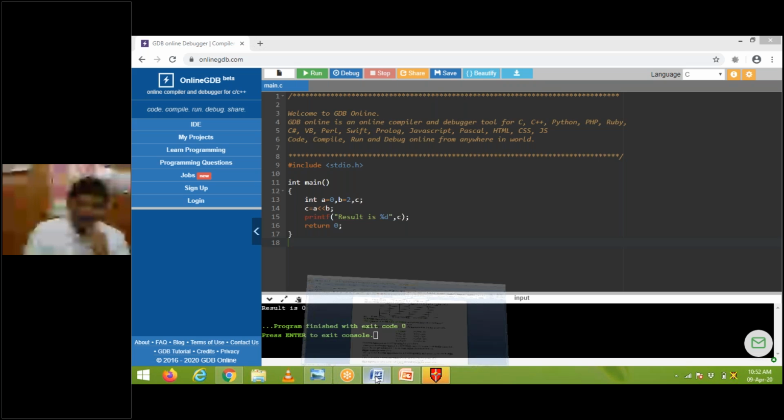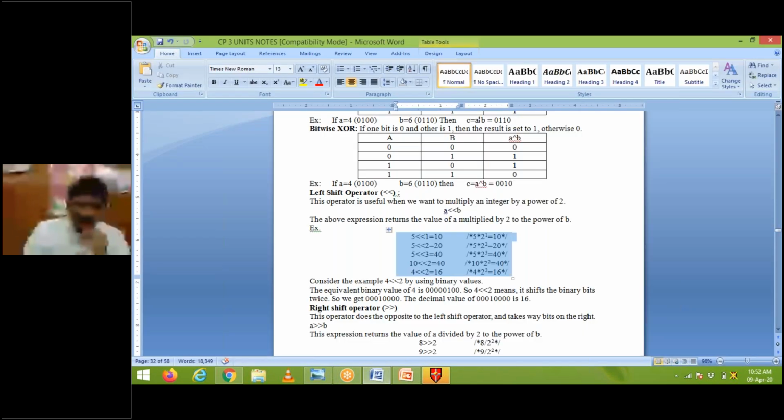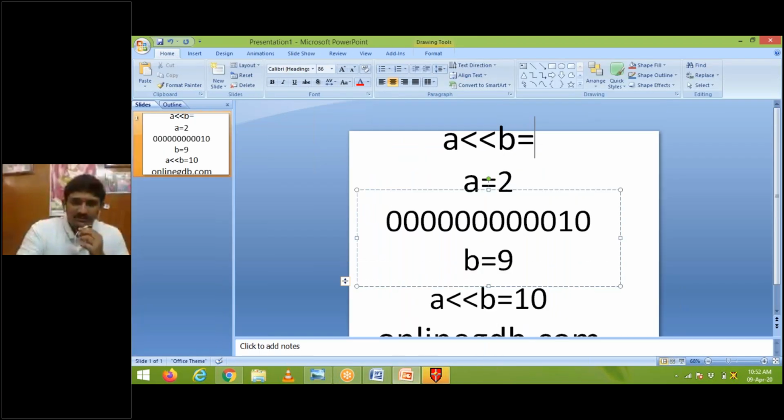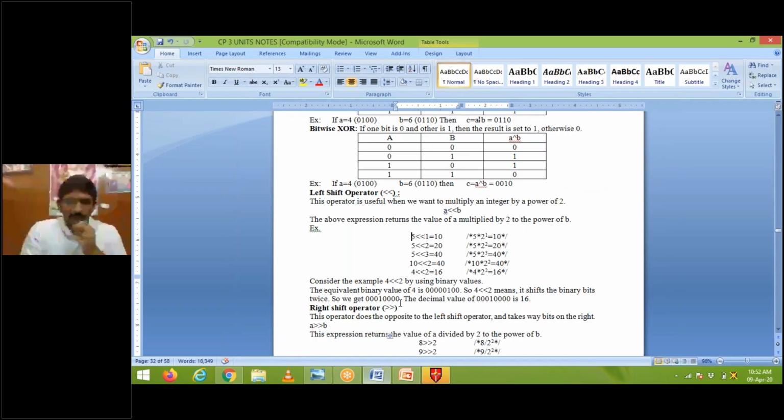This is the shortcut for this notation. Okay, I specified it in the notes, you can check with the notes. If anyone has doubts regarding the left shift operation, 5 left shift 1 means 5 into 2 to the power of 1. That means a left shift b means a into 2 to the power of b. This is a shortcut notation. It is equivalent to a into 2 power b. Here the power symbol cannot be there, that's why I'm using that operator. So here I mentioned everything in the notes.